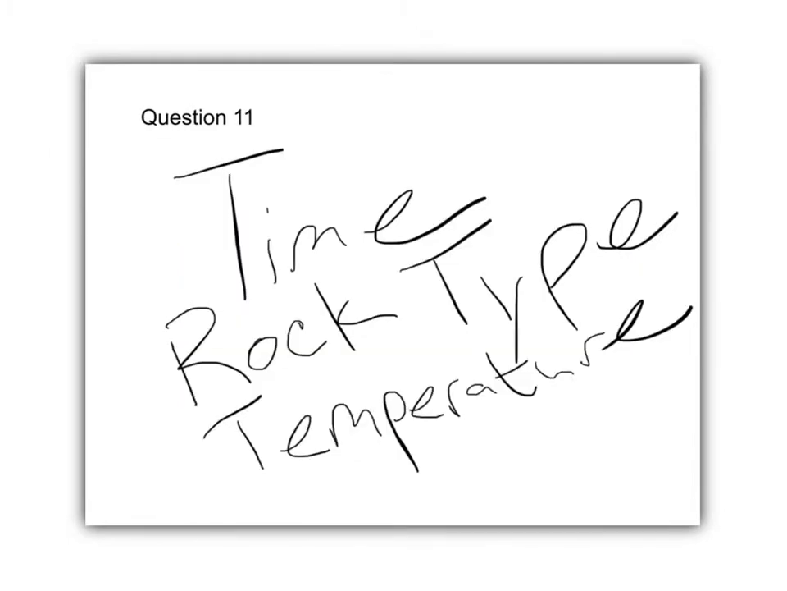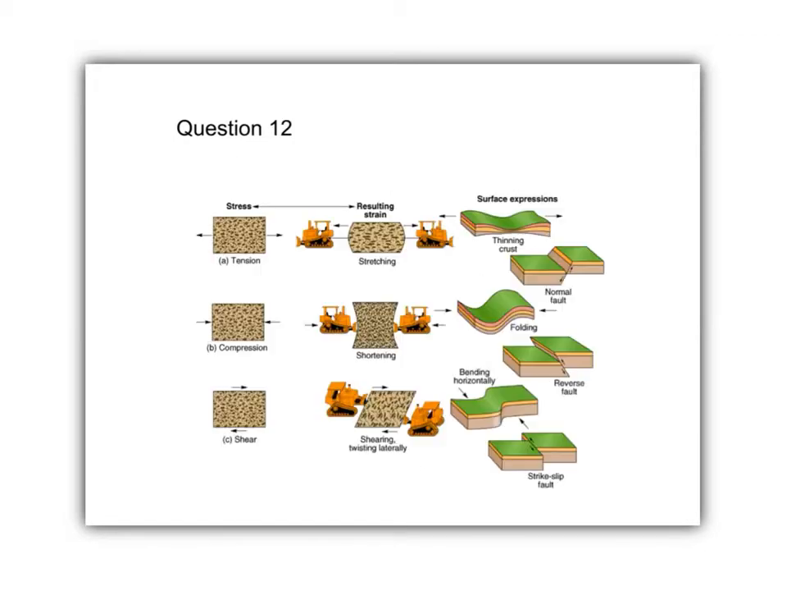Moving on to mountains. This one we couldn't find a good picture for, so we just wrote them in there. 3 factors that affect the rock strength: you've got time, you've got rock type, and you've got temperature.